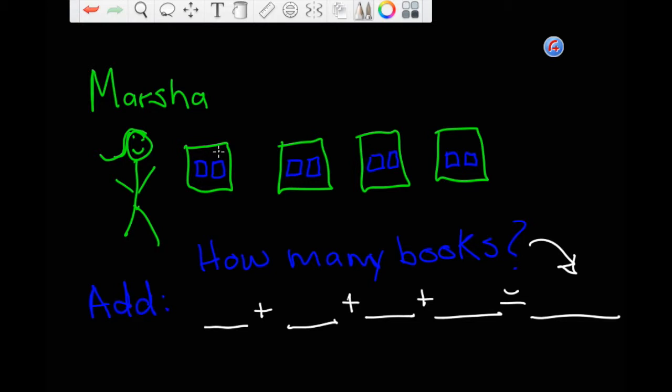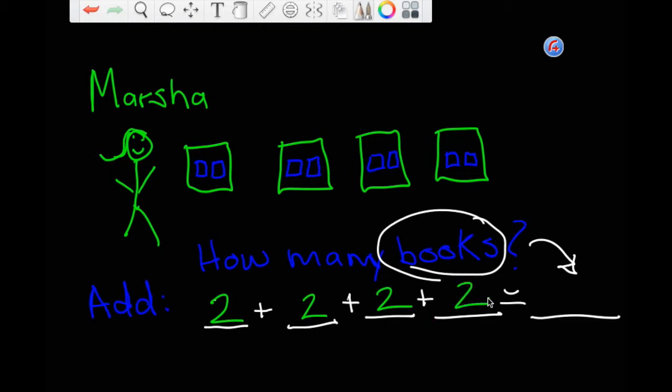So I know I'm adding 1 box, but there are 2 books in the boxes because the question is about the books. It's about the books. So I've got 2 plus 2 plus 2 plus 2. So let's add it up. And I can even count these by ones. Here we go. Ready? 1, 2, 3, 4, 5, 6, 7, 8. So that was addition. I know that it equals 8.